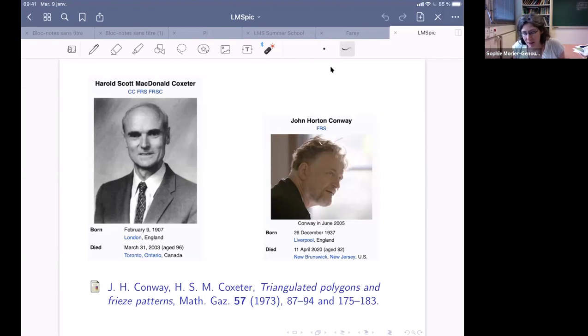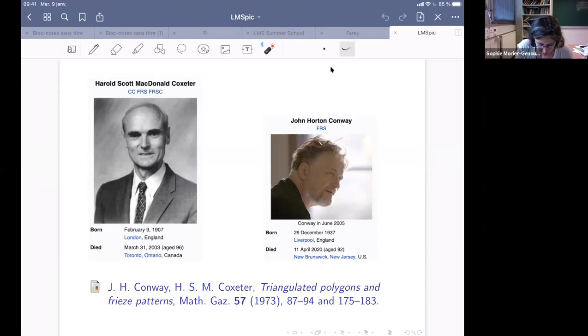Actually, in another paper by Coxeter on frieze patterns, Coxeter gave full credit to John Conway. He said that John Conway found this correspondence between frieze and triangulations of polygons. And so that's also why we name frieze patterns with positive integers, we often call them Conway-Coxeter, to give this reference.